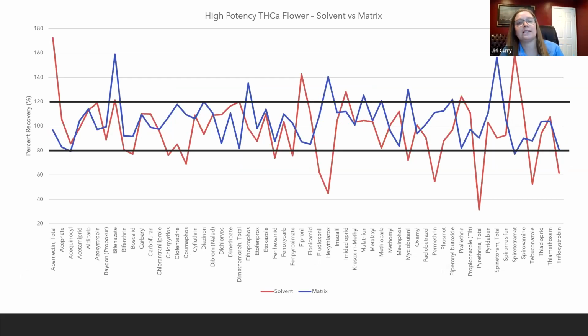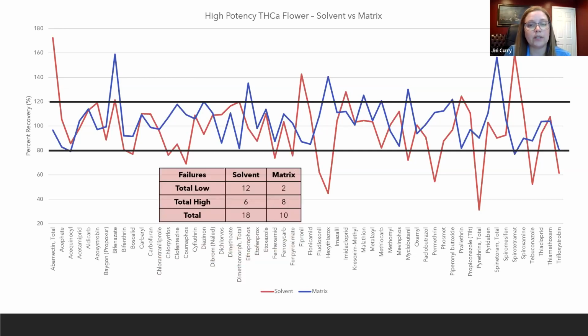So like I said, we're going to look at these each individually. So this is our high potency THCA flower, solvent versus matrix. The solvent calibration is what is in red, and the sample being processed on that matrix calibration is what's in blue. And so you can see that for failures, we're calling failures anything outside of that 80 to 120 range. So total failures low, so less than 80, in solvent was 12 versus matrix was 2. And then the total failures high in solvent was 6, and in matrix was 8. So a total of 18 failures in solvent and 10 failures in matrix.